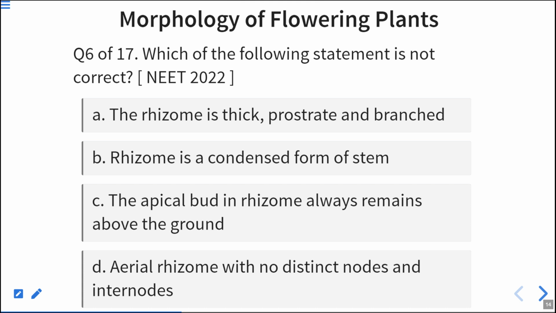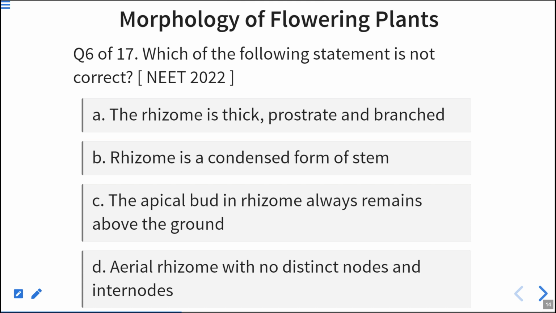Now coming to the next question, which of the following statements is not correct? Not correct, they are asking, means wrong. Now here they are saying rhizome is thick, prostrate and branched. So this is true about rhizome. Rhizome is a horizontal, branched, underground stem. It is underground, it is not aerial. It is a stem, remember.